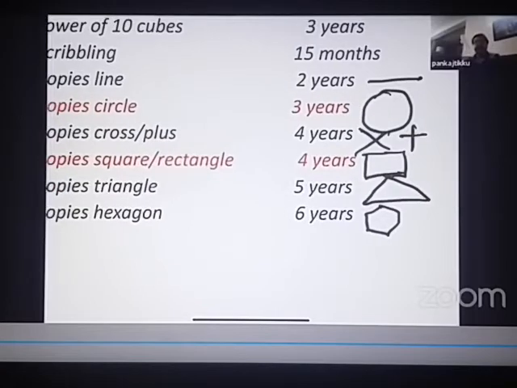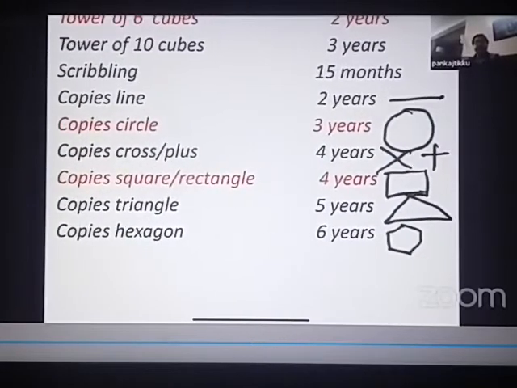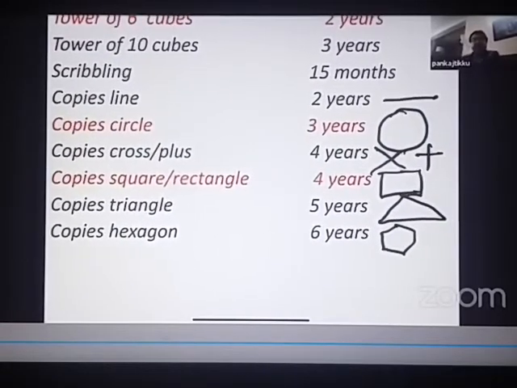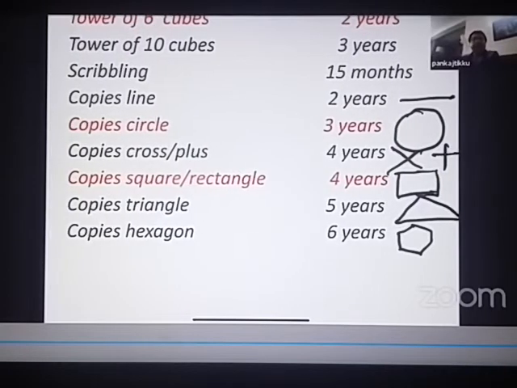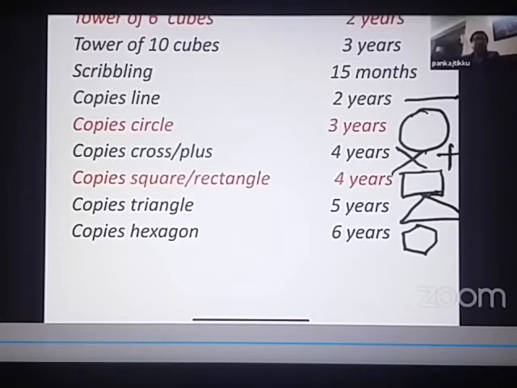So I'll again repeat. He scribbles at the age of 15 months. He can copy a line at the age of 2 years, a circle at the age of 3 years, a cross or a plus at the age of 4 years, a square or rectangle at the age of 4 years, a triangle at the age of 5 years, and a hexagon at the age of 6 years.